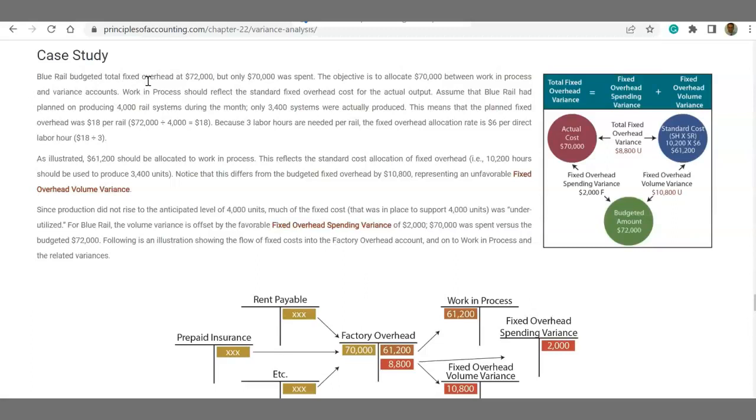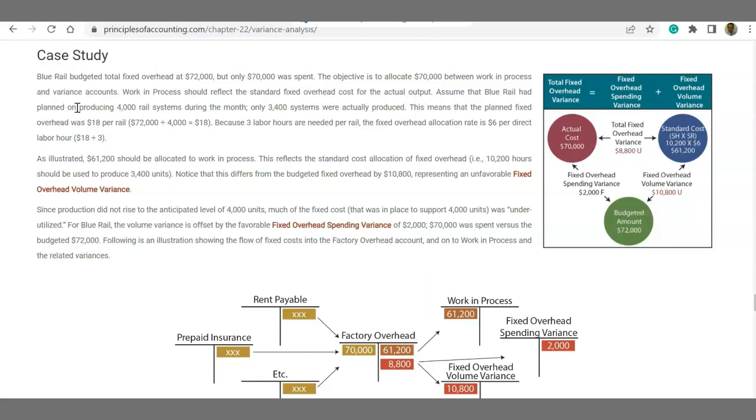The company had total fixed overhead of $72,000, but only spent $70,000. So they spent less. Normally, the budget is $72,000. So the objective is to allocate $70,000 between the work in process and variance accounts. Work in process should reflect the standard fixed overhead cost for the actual output. We always put the standard into the work in process, right?